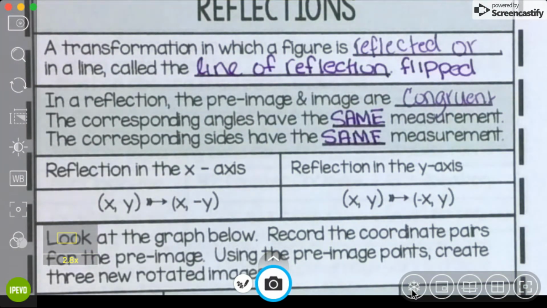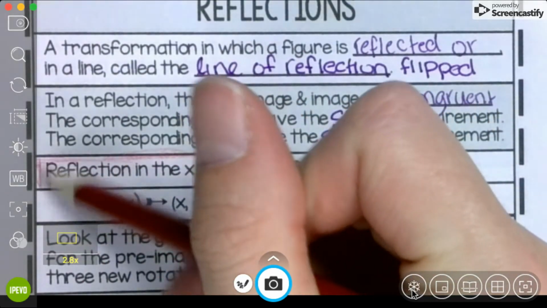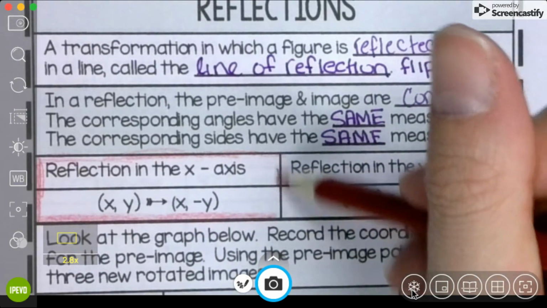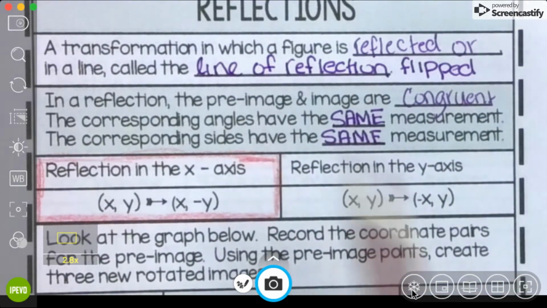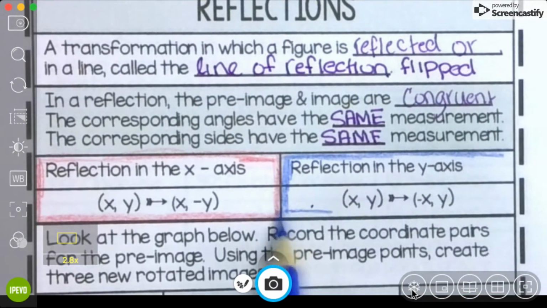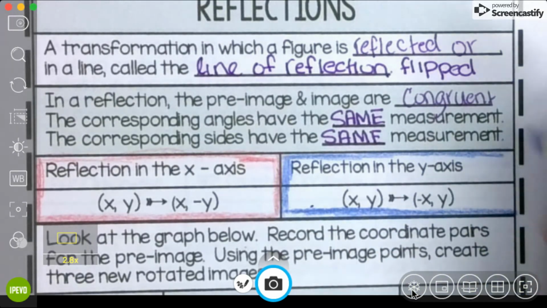Okay? Then it says reflection in the x-axis, reflection in the y-axis. So we are going to look at those two items. All right? So we have reflection in the x-axis and reflection in the y-axis. Sorry, I think I said one twice. Okay? So this just kind of gives you an idea of what that's going to look like coordinates-wise.